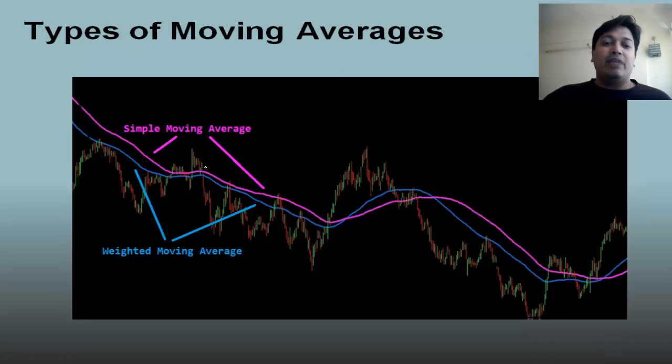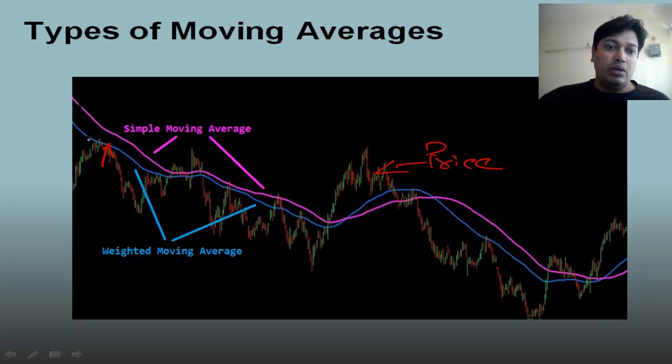So again, let's have a look at this diagram. This is a price chart. This is the simple moving average, which is denoted by pink. This is the weighted moving average, which is denoted by blue. This could also be the exponential moving average. They have the same sensitivity. Exponential or weighted moving averages are more sensitive to the price and hence stick to the price, while simple moving averages are slightly less sensitive and hence they are slightly away. So weighted moving averages are more reactive.